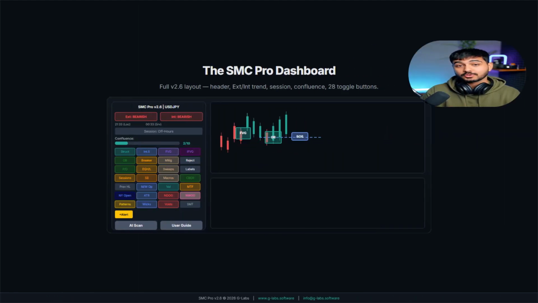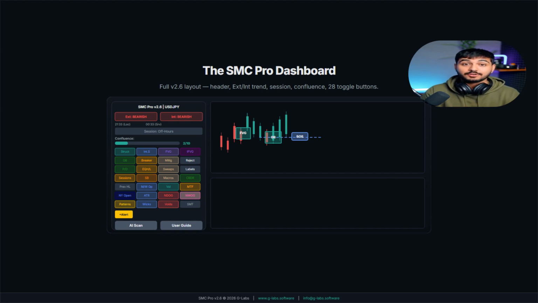The SMC Pro dashboard sits in the top left of your chart. The header shows the symbol, here USDJPY. Ext and int are external and internal structure. Bearish means the higher and lower time frames both show bearish structure. You see local and server time. Session shows Asia, London, NY, silver bullet, or off hours. The Confluence meter scores setup quality from 0 to 10.